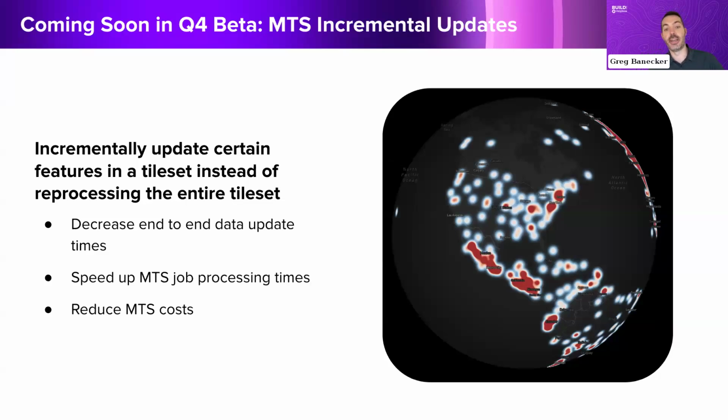Next up, incremental updates, beta coming in Q4. When the beta hits, you will be able to incrementally update certain features in a tile set instead of reprocessing the entire tile set. Another feature that our customers have definitely been asking about. It decreases the end-to-end data update times, which speeds up MTS job processing times and could potentially reduce MTS costs because you're not updating the whole tile set, just the subset that you need.